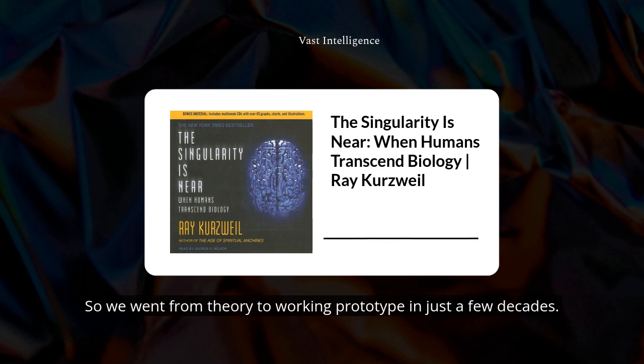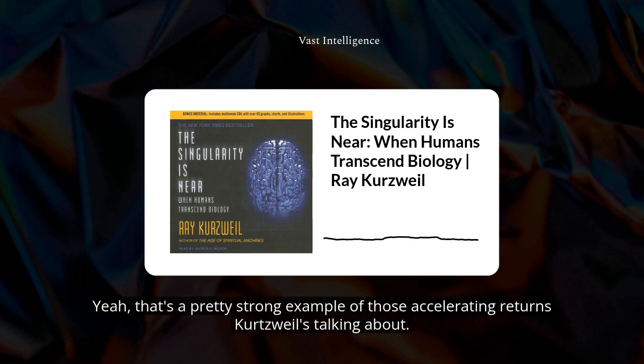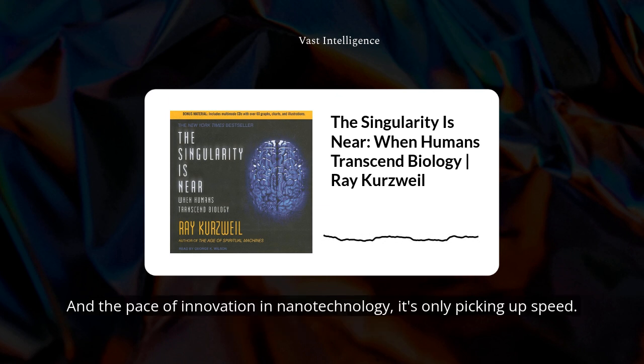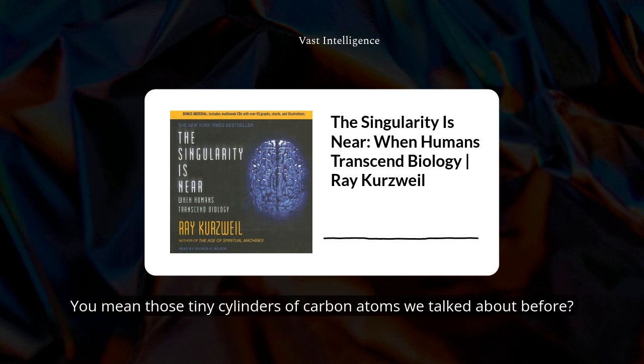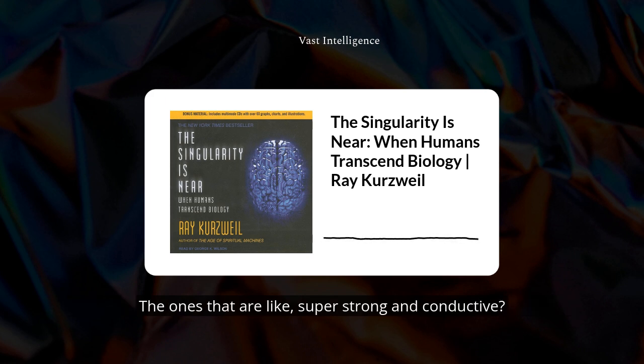So we went from theory to working prototype in just a few decades. Yeah. That's a pretty strong example of those accelerating returns Kurzweil's talking about. It is. And the pace of innovation in nanotechnology is only picking up speed. In 2004, researchers at UC Berkeley and Stanford built an integrated memory circuit using nanotubes. You mean those tiny cylinders of carbon atoms we talked about before? The ones that are super strong and conductive?